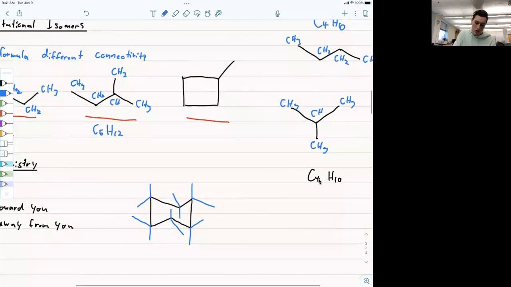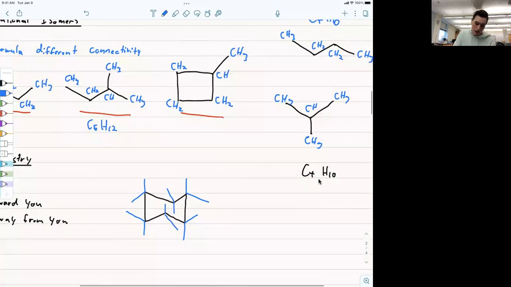Then when I look at this one, I have CH2, CH2, CH2, CH, and CH3. In this case, I still have my, I'm sorry, my 5 carbons, but I only have 10 hydrogens. And that's because this ring here actually makes it so that there would be less hydrogens because there's less available space for a hydrogen to attach.